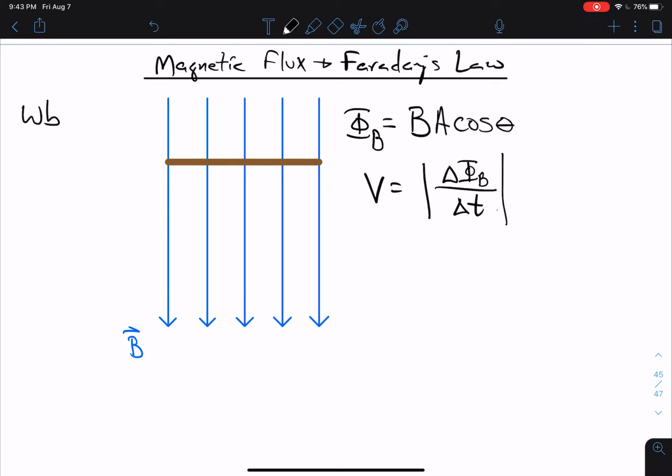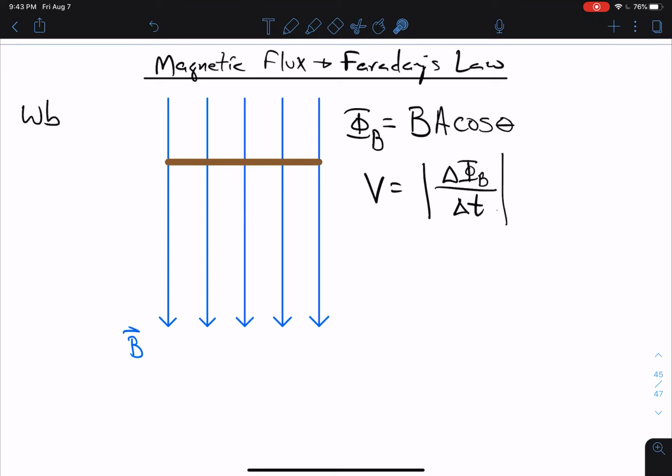And in this case, that means that if the flux through this loop is changing, then there's going to be a voltage applied to that loop. And if this loop happens to be a conductor, then there's going to be a current induced. This is how we generate electricity. Most of the electricity generated in the world comes from Faraday's law.